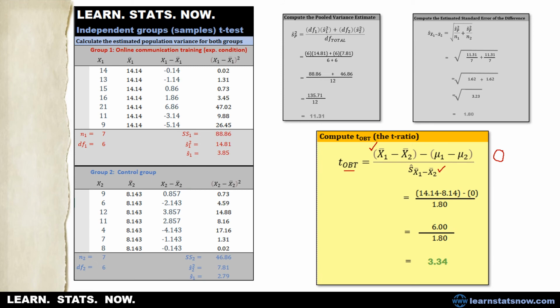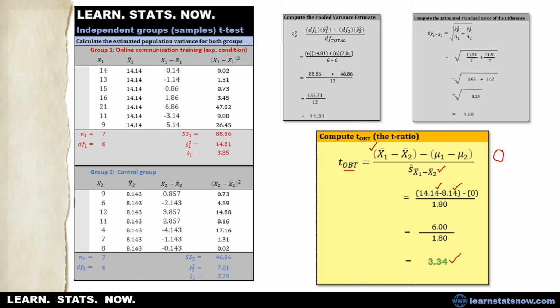And when we work that out, it's going to be 14.14 minus 8.14, and then work it all down, and it becomes 3.34. So that is the t-ratio. We call it t obtained as we're calculating it, but that's what we get from our data.